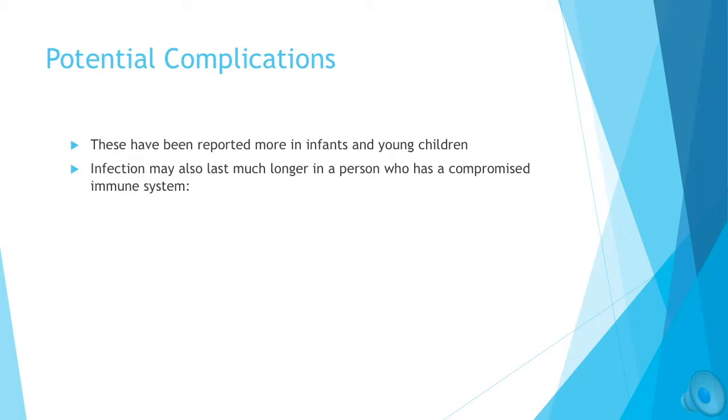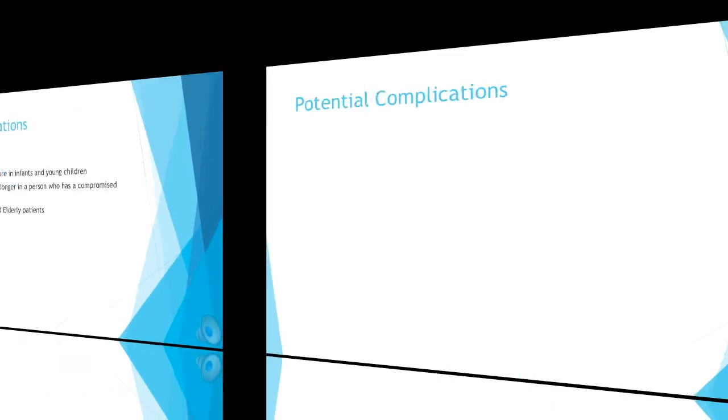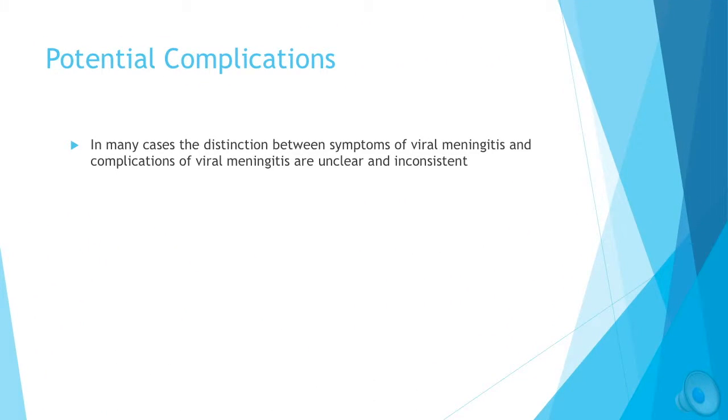Infection may also last longer in a person who has a compromised immune system, such as someone with HIV, lupus, kidney disease, and elderly patients that have significant comorbidities. In many cases, the distinction between symptoms of viral meningitis and complications of viral meningitis are unclear and inconsistent.